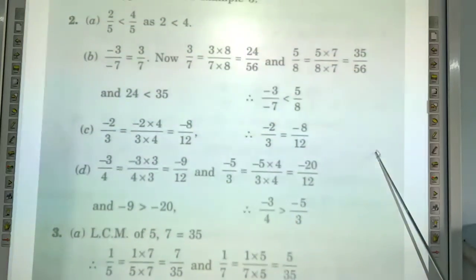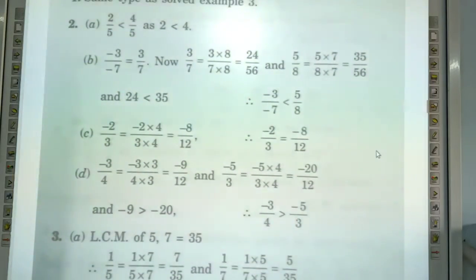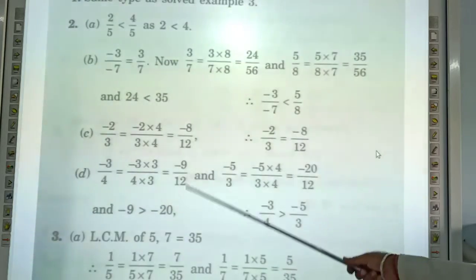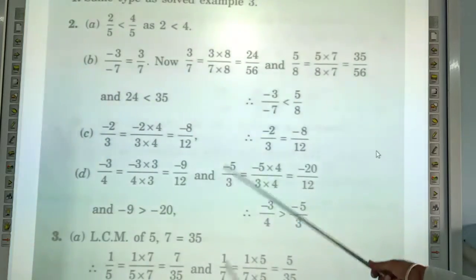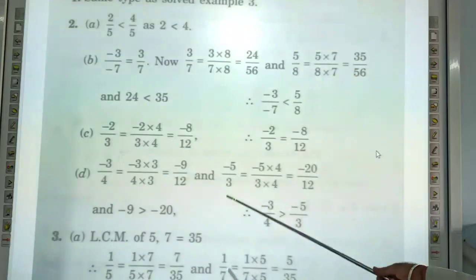Moving to part C, minus 2 upon 3 is equal to, firstly it is converted with same denominator, minus 2 multiplied by 4, 3 also multiplied by 4, we get minus 8 upon 12, and other rational number is already given to us, minus 8 upon 12, so both are equal.